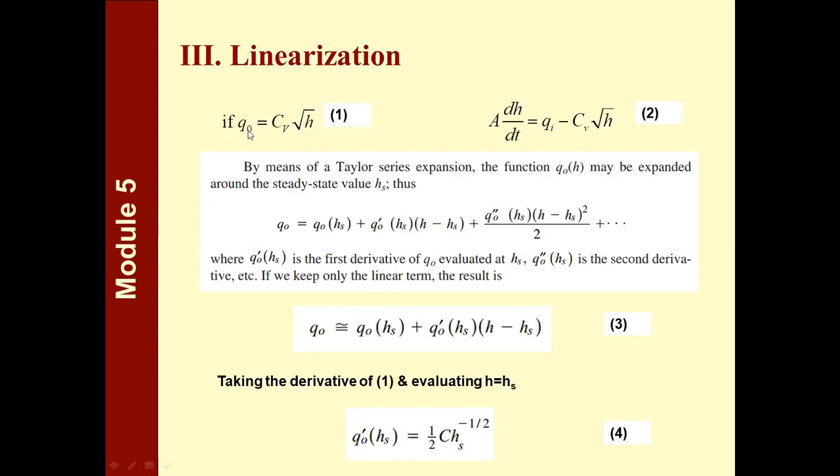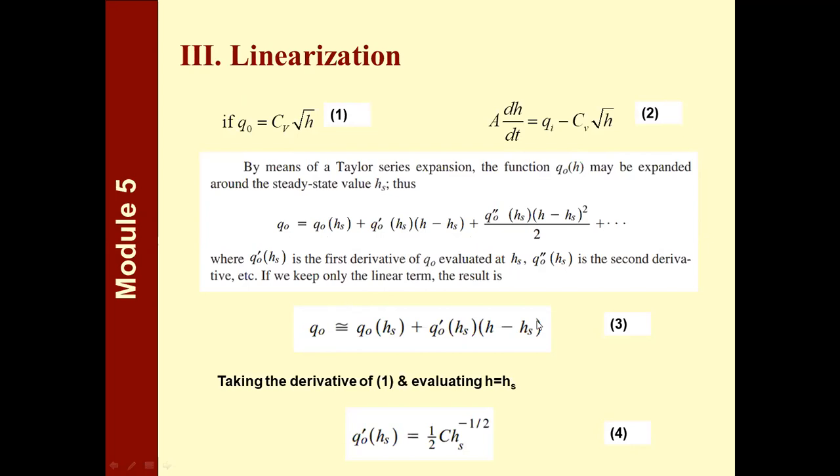And the original Q sub O that you have here, which you will substitute in our original DE, will be replaced by this approximation. So you change C sub V square root of H to the two terms that you are seeing on the right side of equation 3.